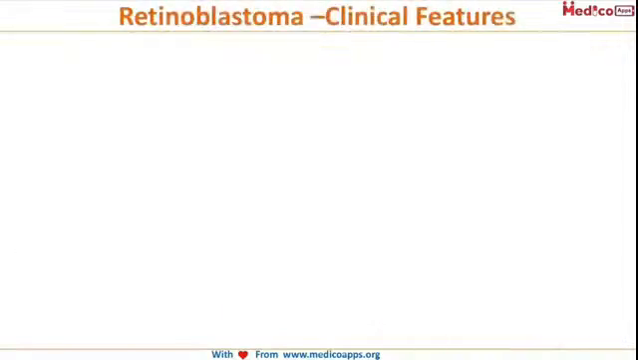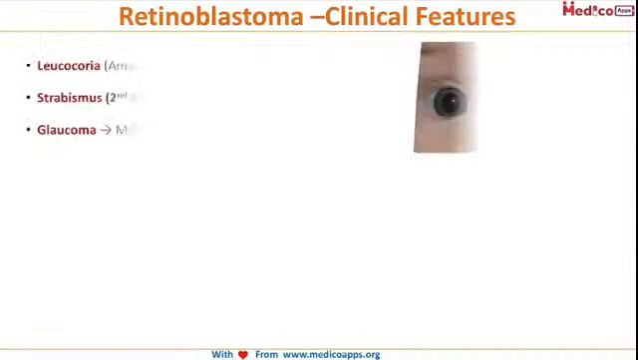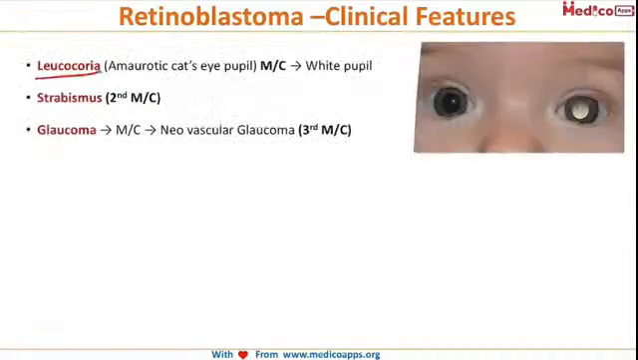Okay, now let's go to the clinical features. The most striking feature and the most important feature is leucocoria. It's nothing but the amaurotic cat's eye pupil. By amaurotic I mean blind. It looks like a blind cat's eye. Okay, this is a white pupil. What you're seeing here is our leucocoria or a white fundal reflex.